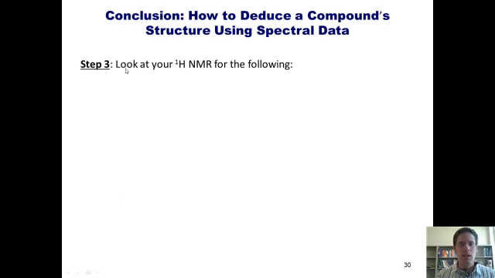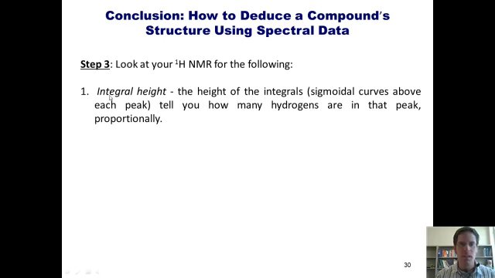Step 3, look at your hydrogen NMR for the following. First, look at your hydrogen NMR's integral height. Measure each of the sigmoidal curves above the peaks and determine their ratio: 1 to 2 to 2, or 2 to 3 to 3, or 4 to 2 to 2, or 4 to 2 to 3, or whatever that happens to be. Remember that those heights tell you proportionally how many hydrogens are in that peak.